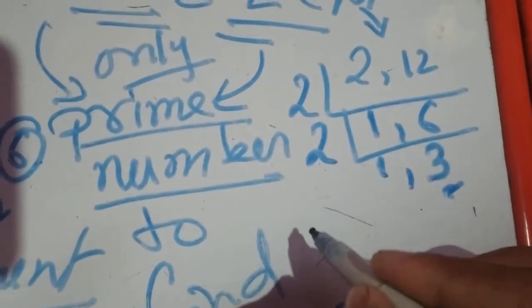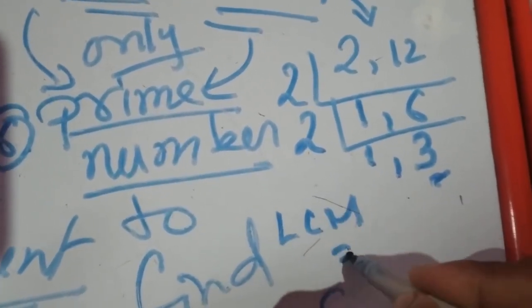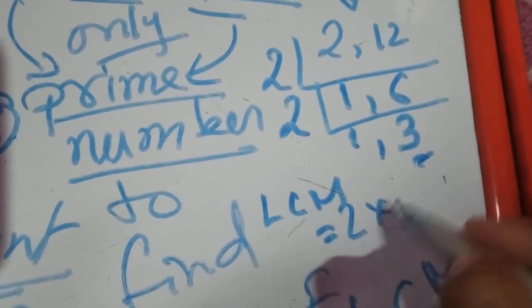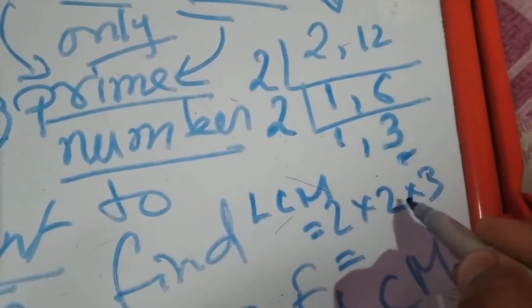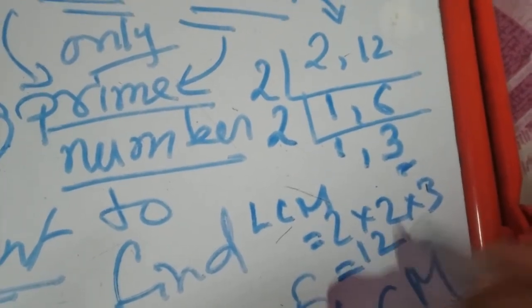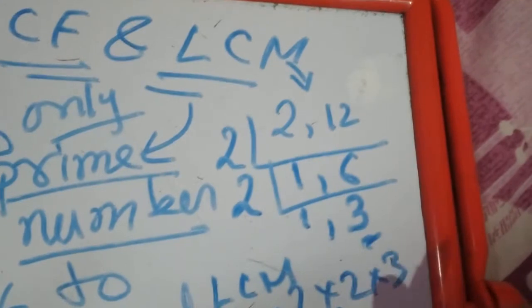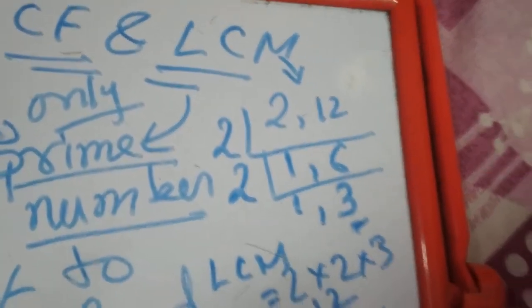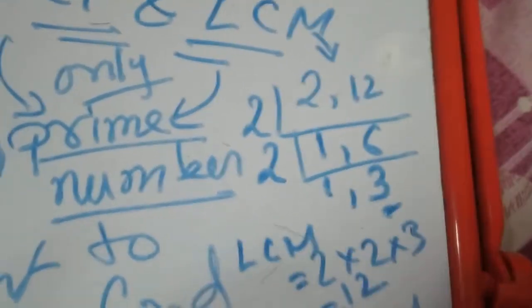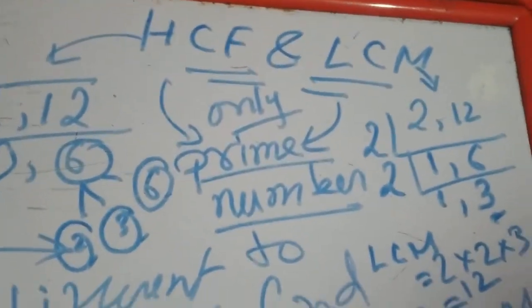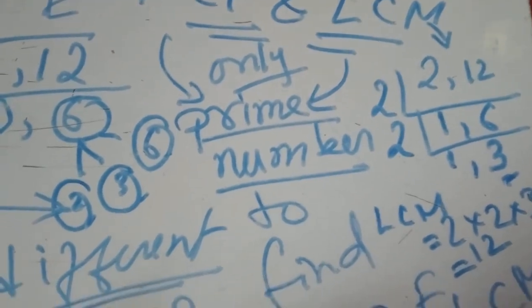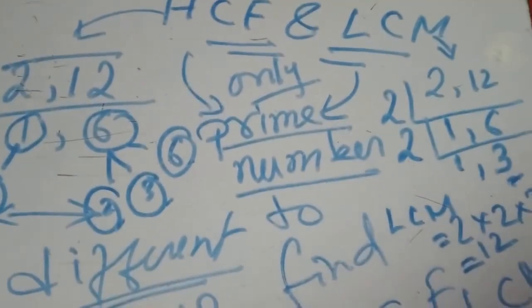Now we will write its LCM: 2 into 2 into 3 is equal to 12. So we can say that in HCF we have to leave the numbers when the common factor does not match, and in LCM we have to use the number also as a divisor if the common factor does not match. So this is the difference between HCF and LCM that we have learned here, and one more thing to know is that only prime numbers are used to do this method. Okay, thank you.